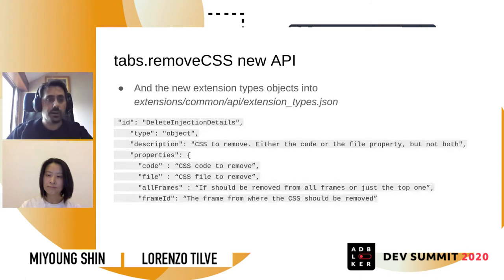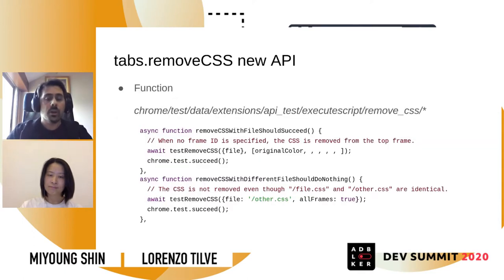It also needs to define the object with injection details that, again, has the description, the selector that has to be removed, the file that is going to be used, and a couple of params to identify whether it should be removed from all frames or just the top one. So, also taking into account implementation, this is what has to be done. He's also been providing coverage with tests that are JavaScript files which, in combination with some preset HTML elements, verify that it does what it should and doesn't do other things that shouldn't be happening.